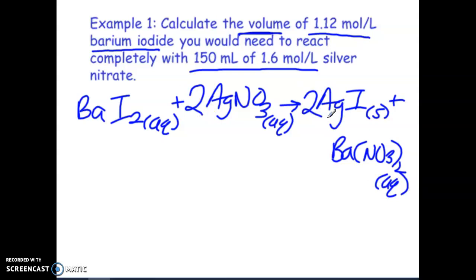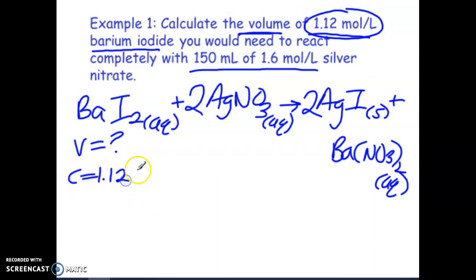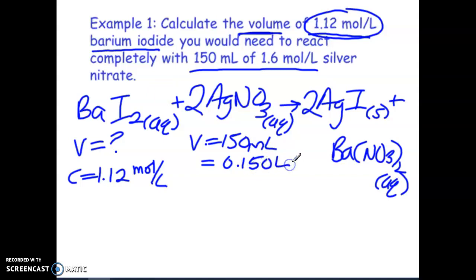Okay, so let's write down the information we have. We're calculating the volume of barium iodide, so we might as well put that right now. This is what we're looking for. But we're also told the concentration of our barium iodide. So we have concentration, we need to find volume. Silver nitrate, we're told we have 150 milliliters. And actually, we might as well convert that right away into liters, because we know we're using concentration and volume formulas. So it has to be, and you can even see it here, moles per liter.